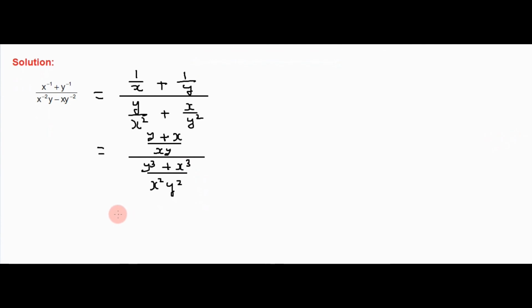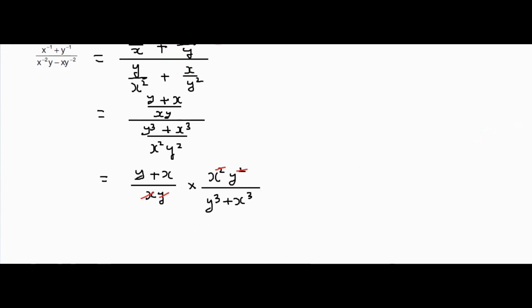Now we have a fraction over a fraction, so we multiply the numerator by the inverse of the denominator. So multiplied by x squared, y squared, all over y cubed plus x cubed. We can simplify this stage, x into here and y into here. So xy into x squared, y squared goes xy times. We can write the fraction in a more compact way. We have a 1 left here. So it's going to be y plus x over 1 multiplied by xy over y cubed plus x cubed.